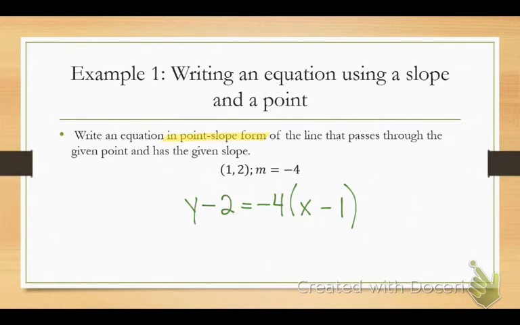I would add 2. Okay, so that's where we're headed with it. For now, if it says point slope, this is where I stop. Okay, this is where I stop. So I'm just plugging in the numbers into my formula.